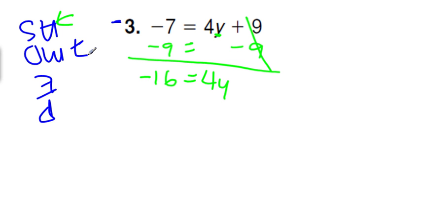So now we go to multiplying and dividing. How do we get rid of times positive 4? Hold on, this arrow is stupid.